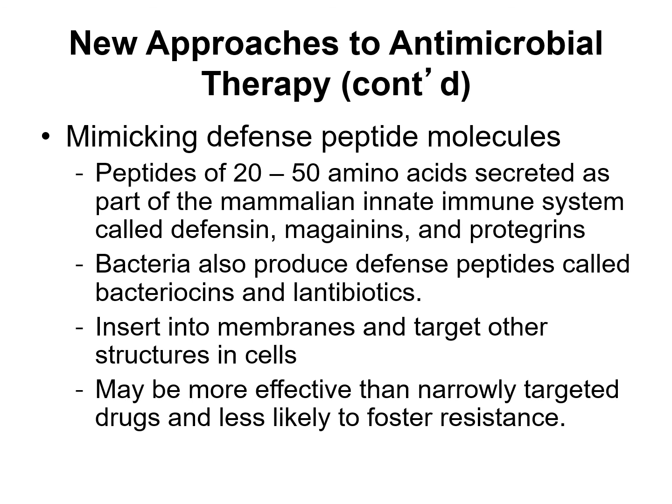So we have things that can mimic the defense peptide molecules. So peptides have about 20 to 50 amino acids that are secreted as part of the mammalian innate immune system, called defensins, magainins, and protegrins. Bacteria also produce defense peptides called bacteriocins and lantibiotics. So they insert into membranes and target other structures in cells, and they may be more effective than narrowly targeted drugs and less likely to foster resistance.